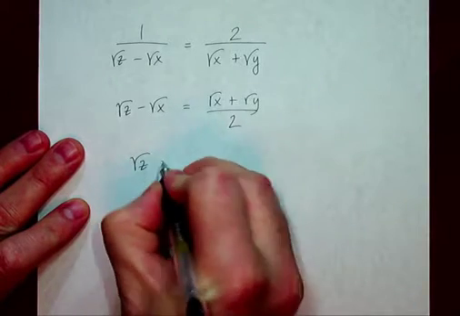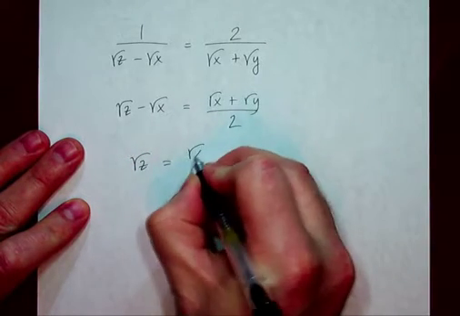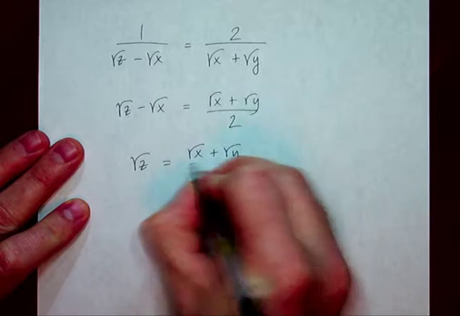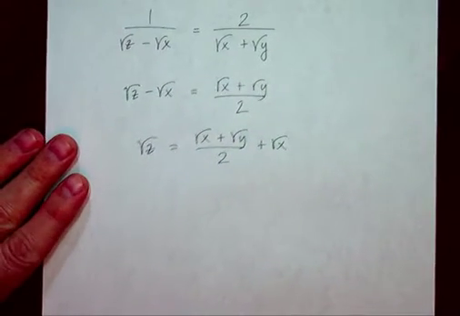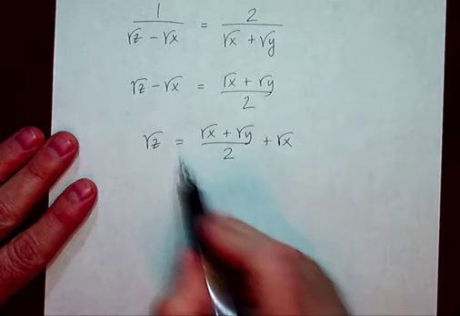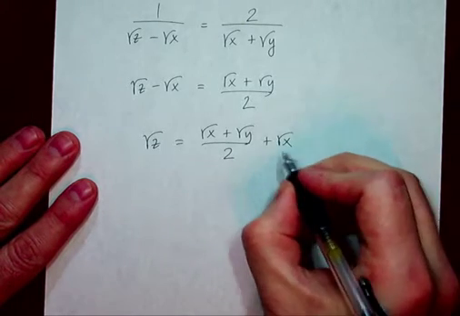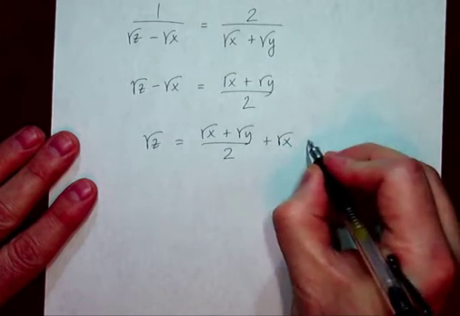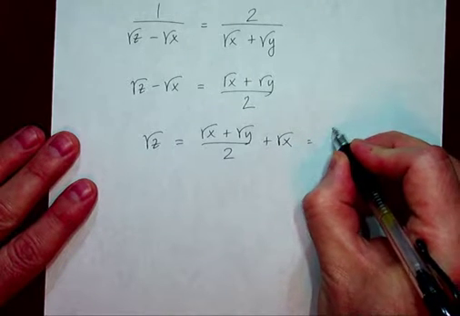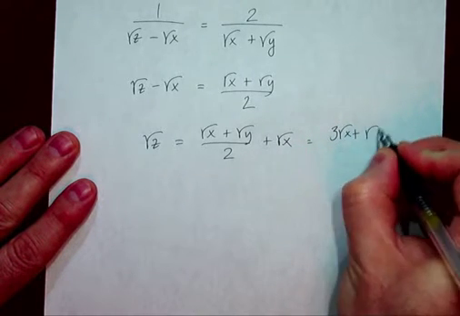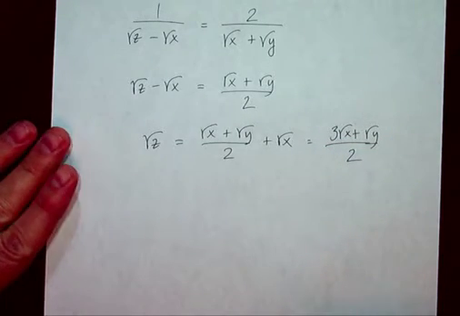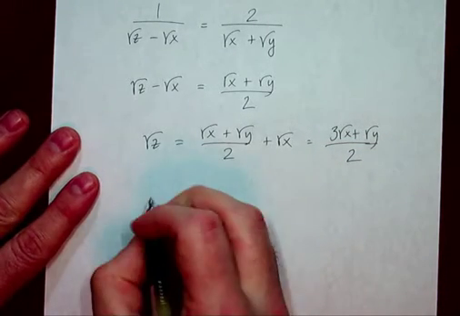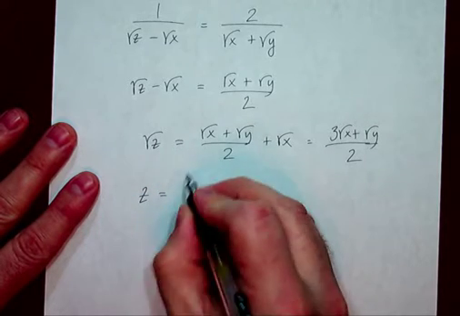And then, in order to get z by itself, you simply have to add root x. And then, if you wanted to, you could combine this, right? Because if you multiply it by 2 over 2, it winds up being 3 root x plus root y over 2. And that might be a little bit tidier, but you don't have to. And then just square both sides.